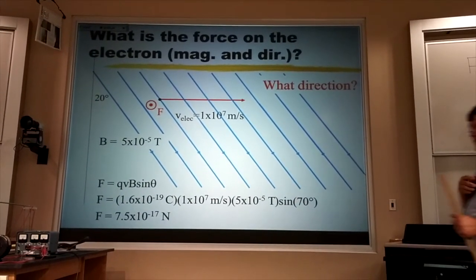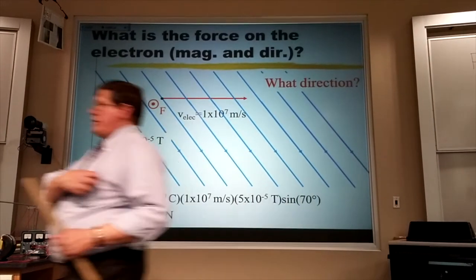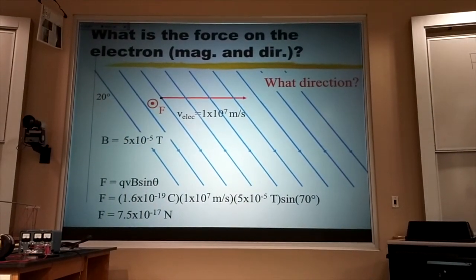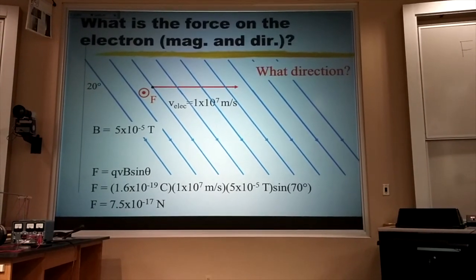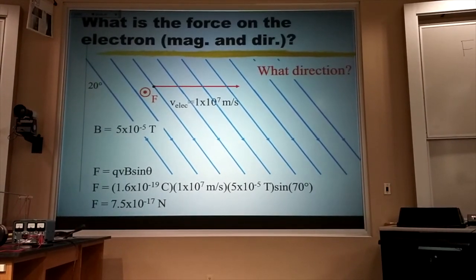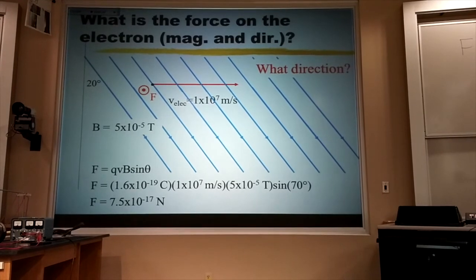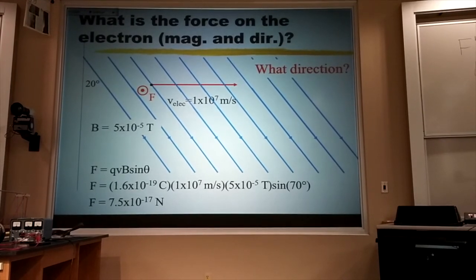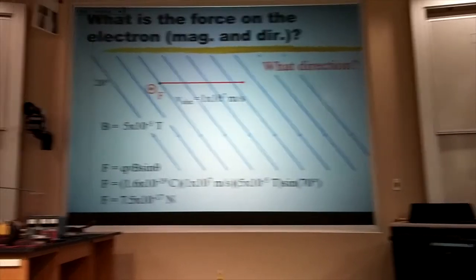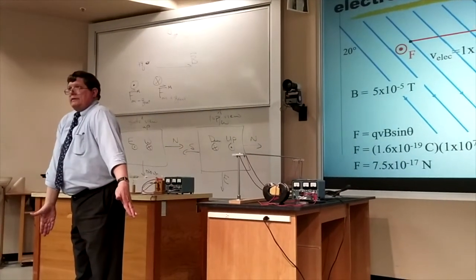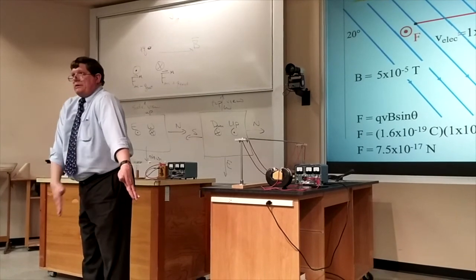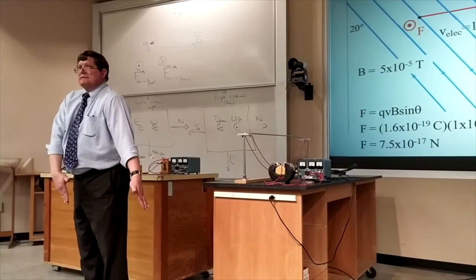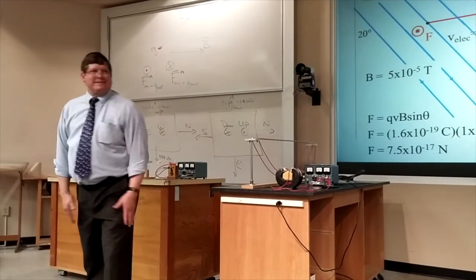Okay. That's where the pipe cleaners come in handy. Or you can use your arms. If velocity's that way and the magnetic field's that way, you want the angle between them. Okay? Now, this angle here is 90. This angle there is 20. So 90 plus 20 is 110. Okay? Semaphore.